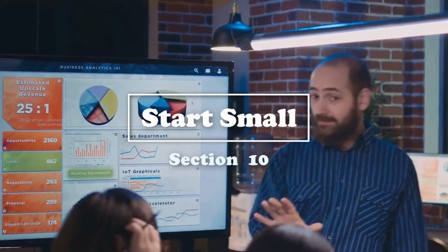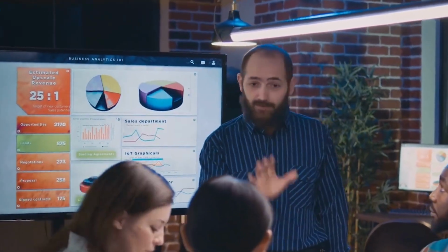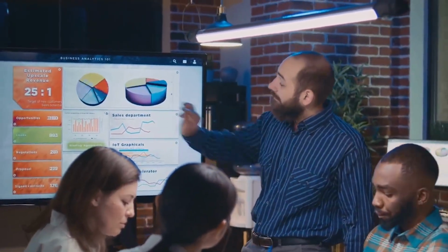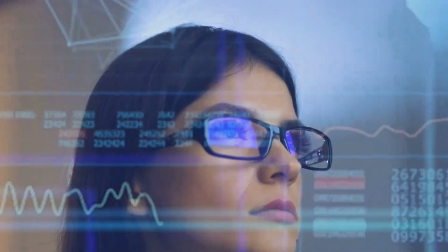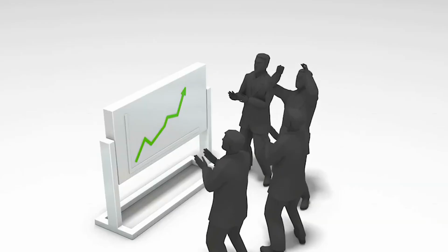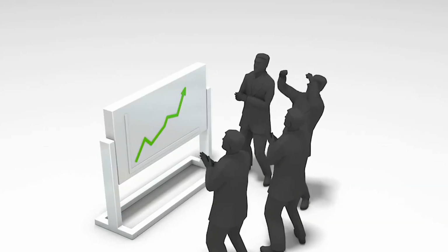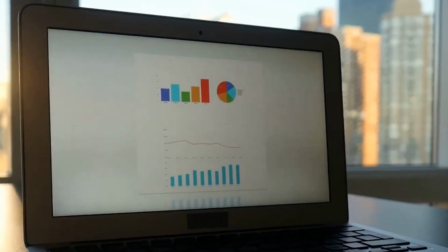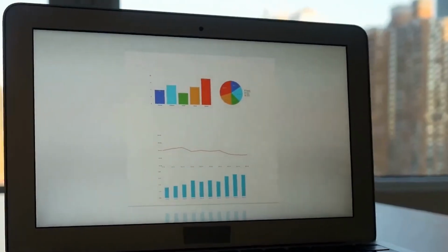Section 10. Start small. Many systems fail because they try to scale too early. Scale magnifies mistakes. The most reliable automated income systems start small. One input source, one process, one output. Only after they are stable do they expand. Clarity comes before growth. One strong, clear process is worth more than 10 weak attempts.